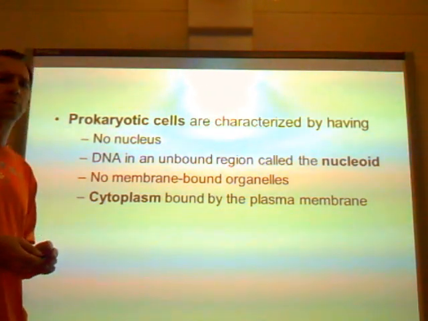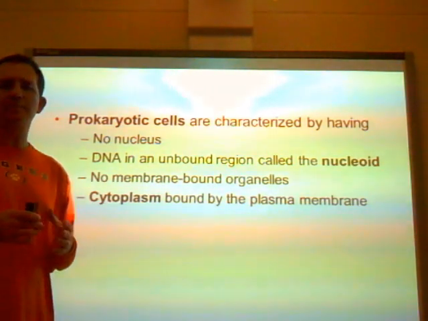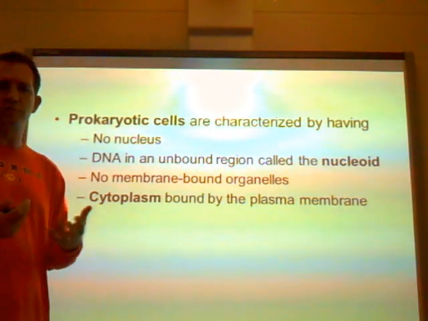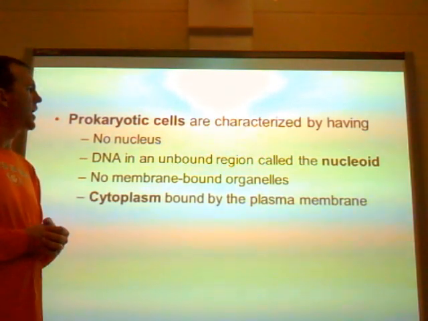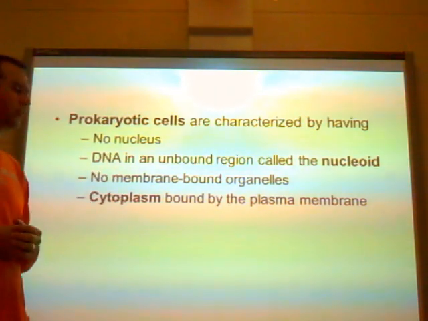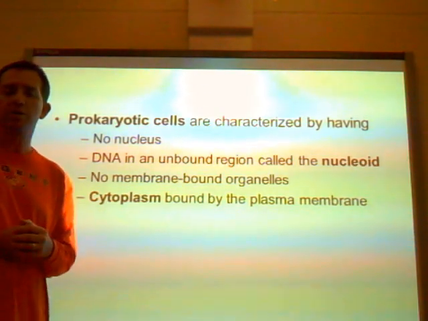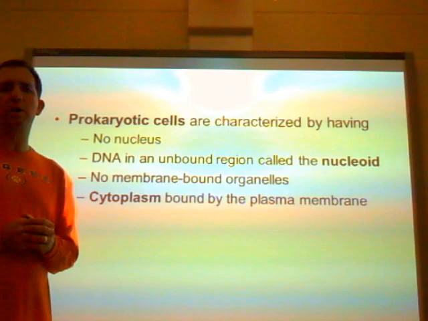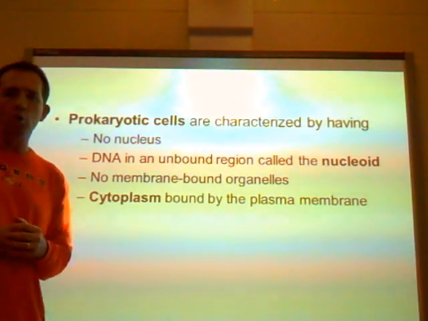Now, when we talk about the prokaryotic cells, we're dealing with types of cells that are very different from the eukaryotic cells, very different than animal cells, very different from plant cells. These are 4 characteristics that they have in their cells. Number one, they have no nucleus. And what we mean by that is they don't have a membrane that surrounds their nucleus. In fact, we call this region a nucleoid.